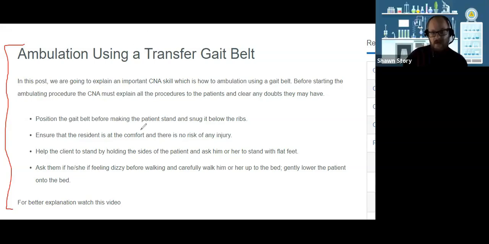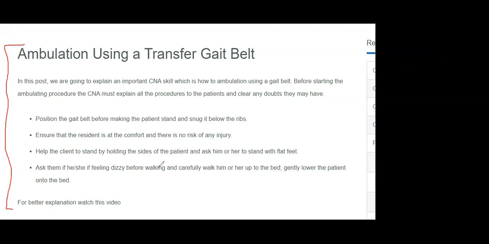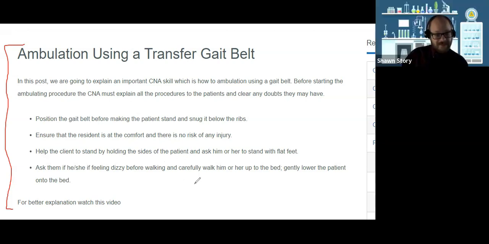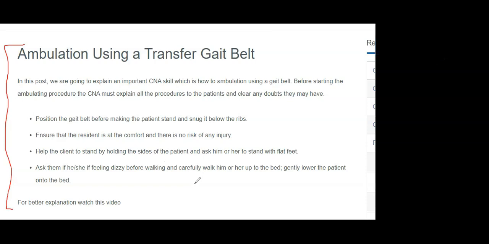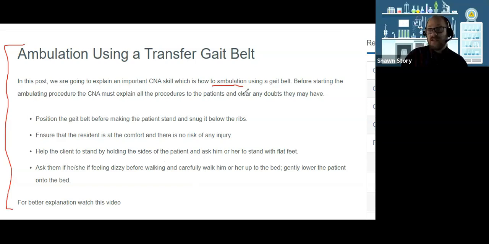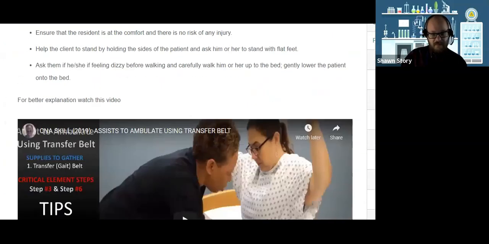Awesome. All right. Any questions, any words or terms we don't understand? Nope, but there's a little bit of misspelling. Yes. And so ambulation is that idea of moving, right? That there is helping a patient move. All right, let's watch the video.